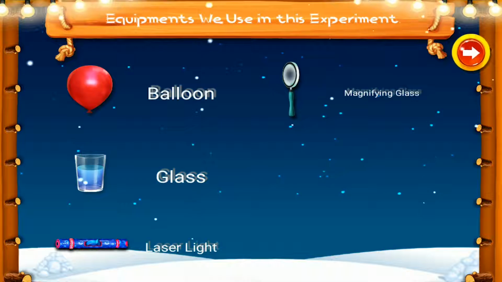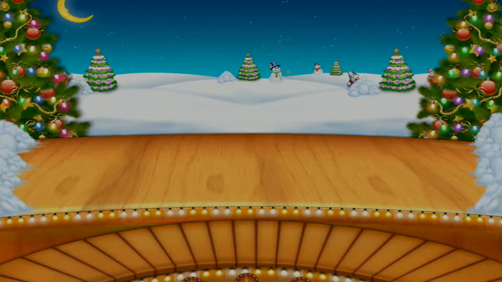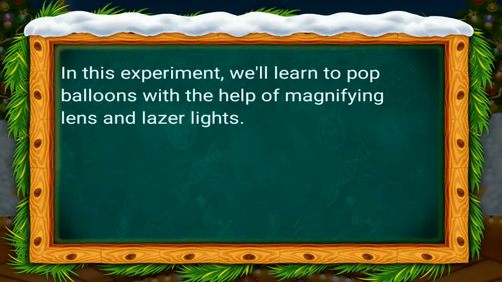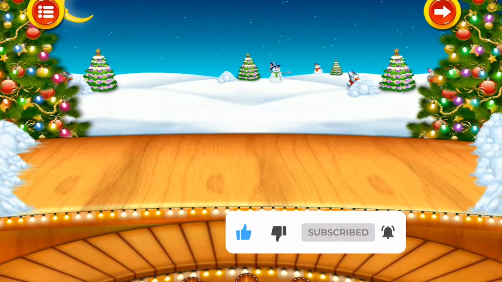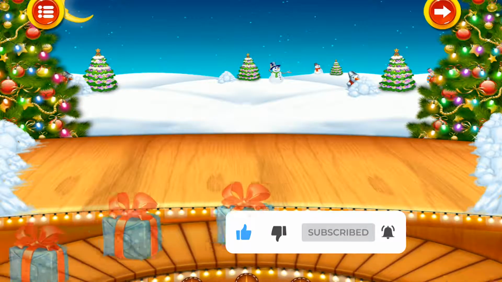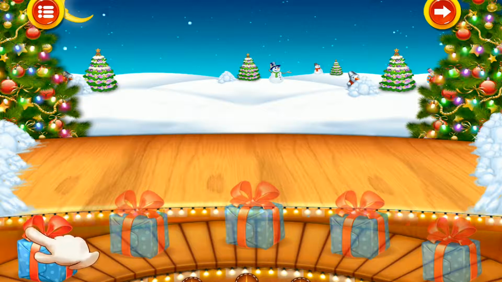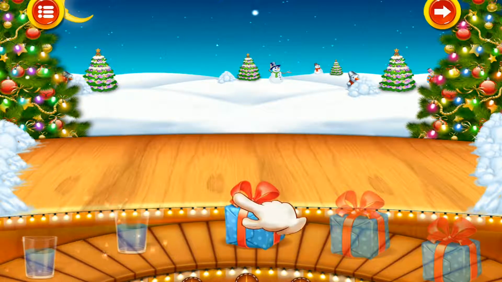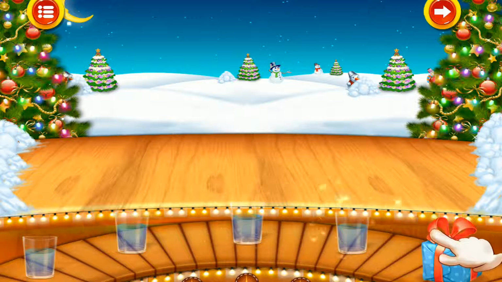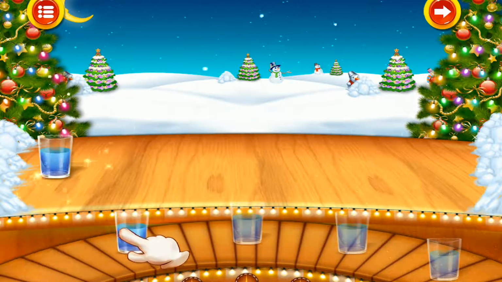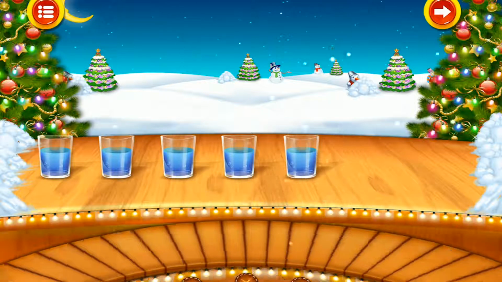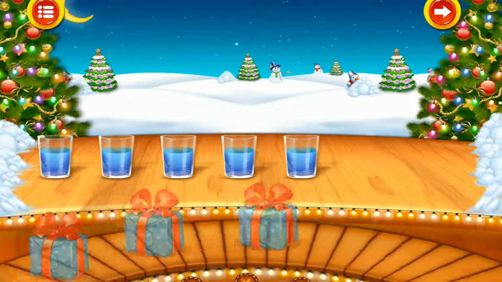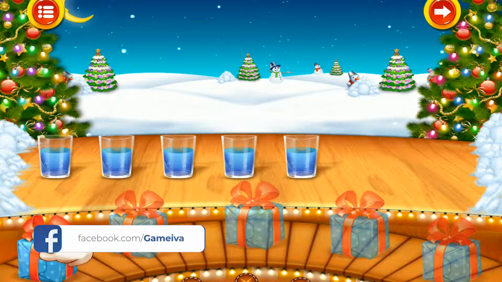In this experiment, we will learn to pop balloons with the help of a magnifying lens and laser lights. Place all the glasses with water on the shelf. Now place an inflated balloon on every glass.